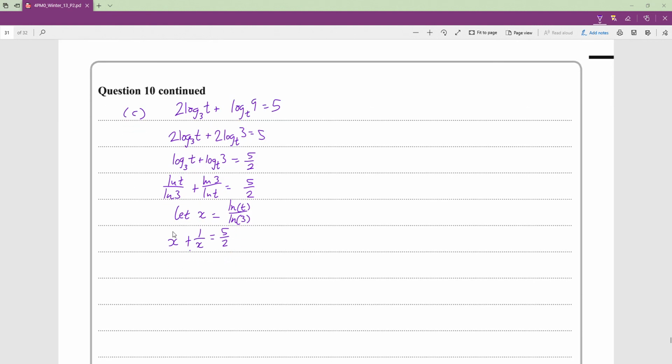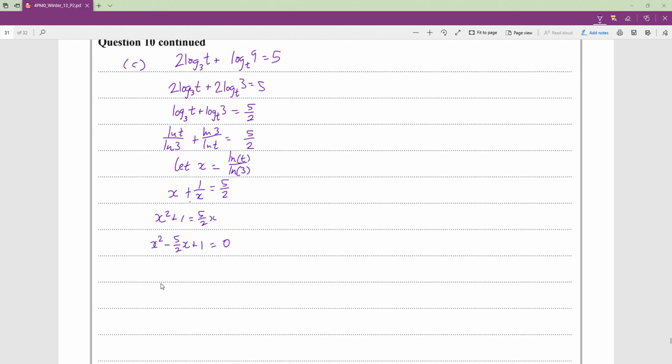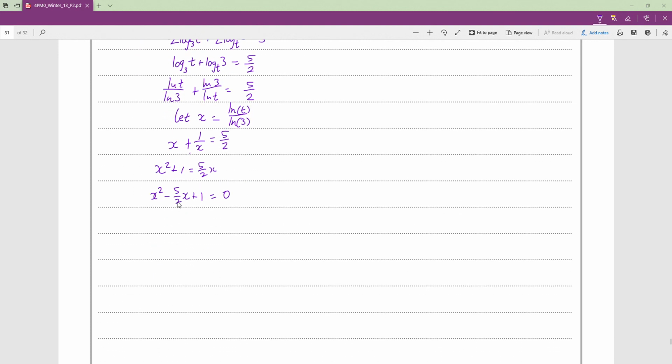We multiply both sides by x, so that every term goes up 1 degree, and we have an actual quadratic. So x squared plus 1 is equal to 5 over 2 x. And we move that back around here. x squared minus 5 over 2 x plus 1 is equal to 0. We could use the quadratic formula, but this is a fractional thing. It's kind of ugly. I'm going to multiply it by 2. 2x squared minus 5x plus 2 is equal to 0.